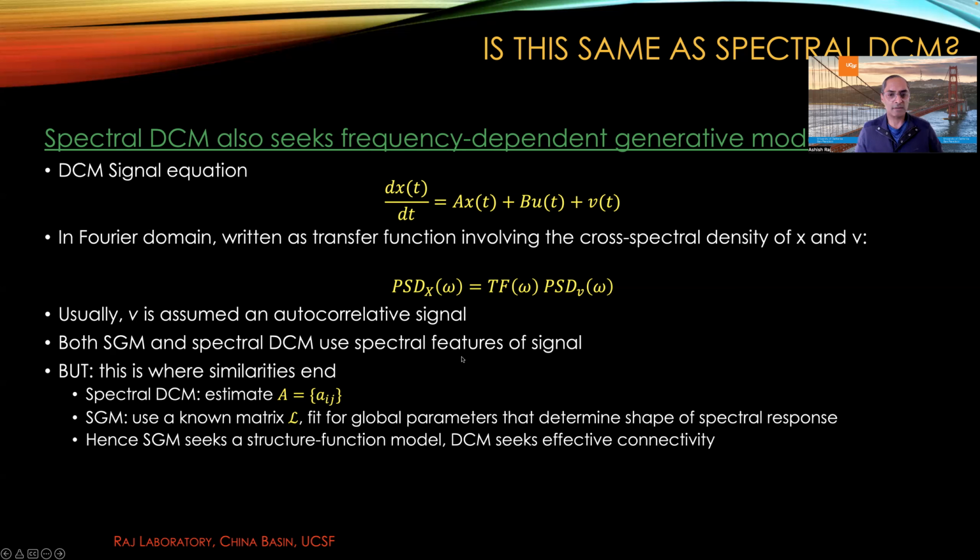So in a sense, both these approaches are trying to do the same thing, but this is where the similarities end. Because in spectral DCM, the goal is to estimate this matrix of effective connectivities, whereas in spectral graph model, we use a known matrix coming from the Laplacian and fit for global parameters that determine the shape of the spectral response. Therefore, we think of SGM as a structure function model and DCM as a model of effective connectivity.